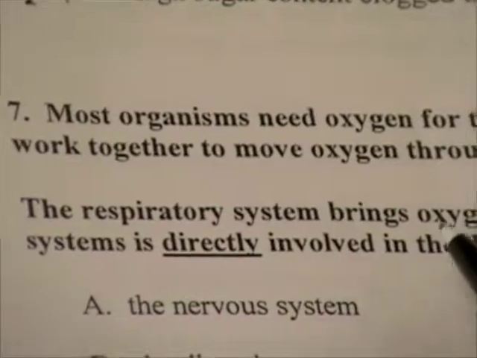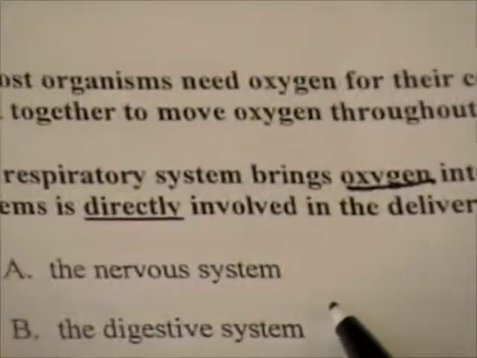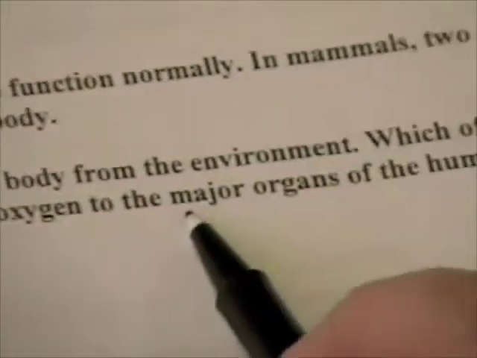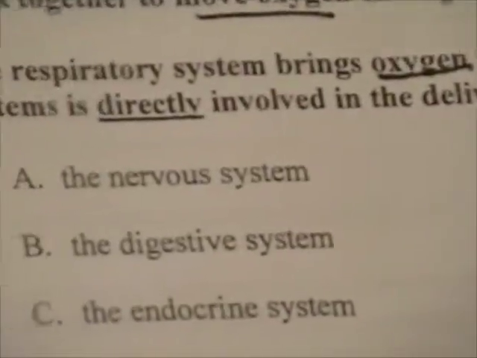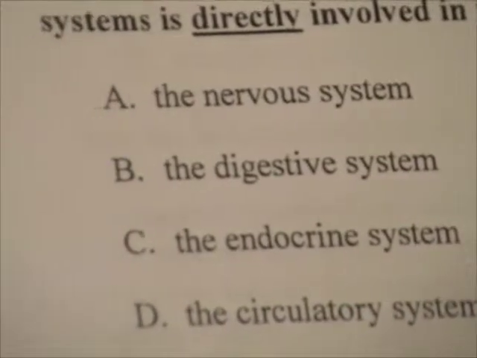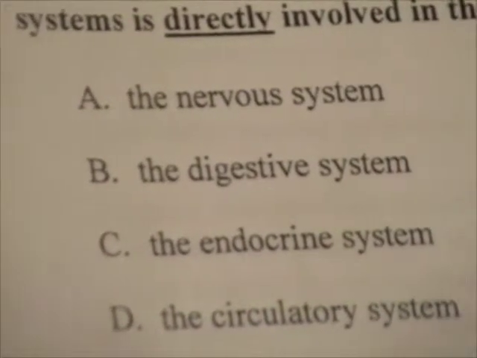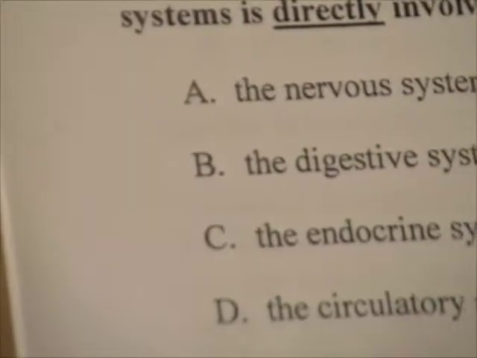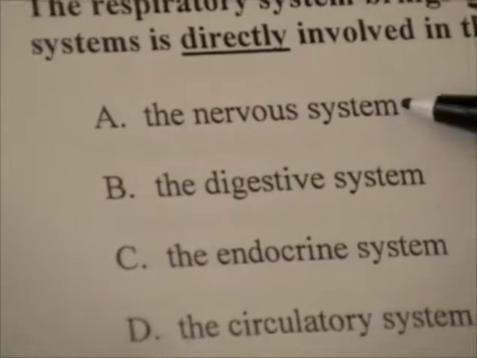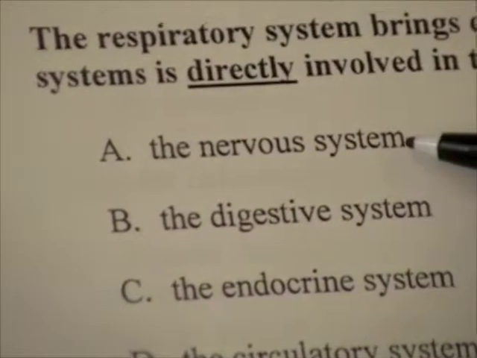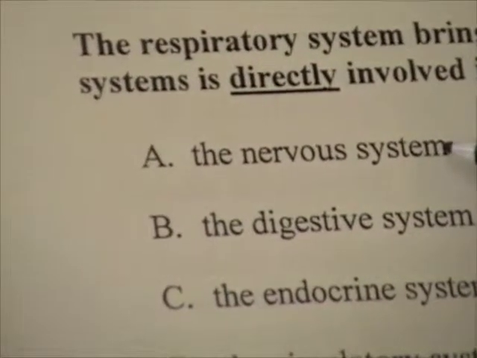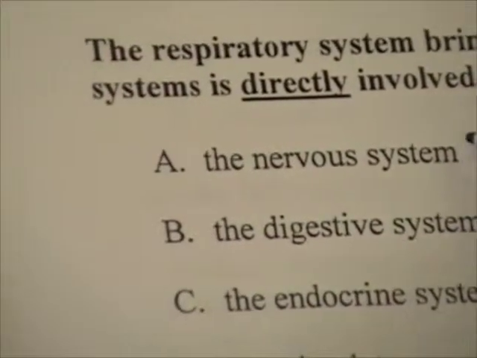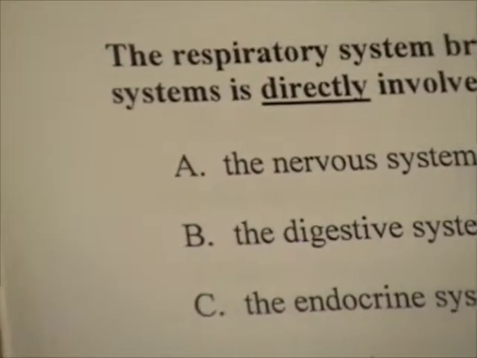So, we know that we're dealing with oxygen and moving things around. 2 organ systems work together to move oxygen. So let's think about which systems move oxygen and move things throughout the body, and see if we can figure this out. Okay, the nervous system involves the brain and the nerve cells. And it does talk to the other parts of the body, but it really doesn't move things. But then again, the brain does control everything that happens in the body. So maybe A could be the answer.